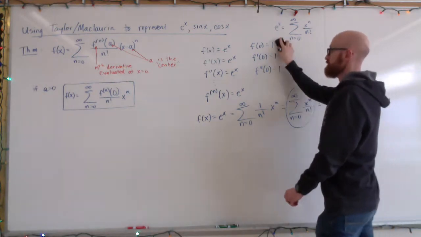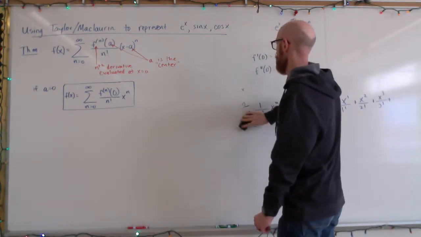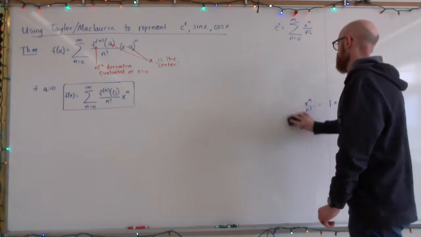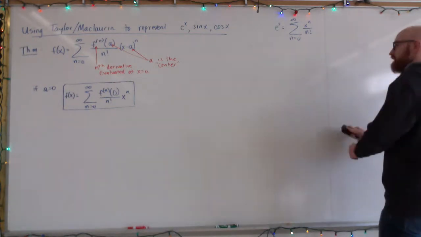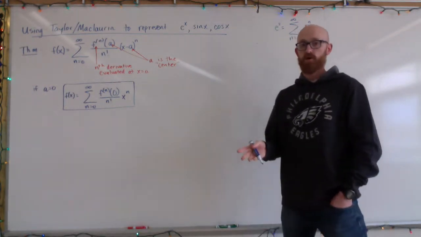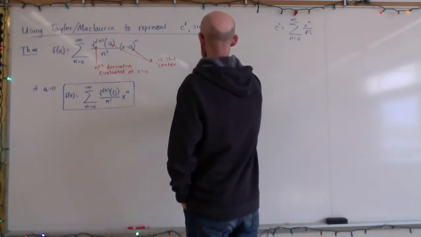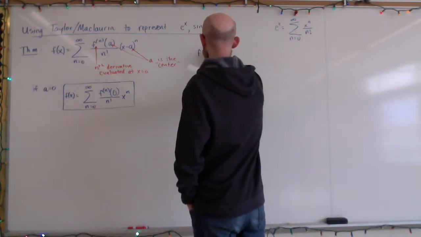Most importantly, it's 1 over n factorial for any power of x, for any n power of x. Okay, the next function we're going to look at is the sine function. So now we'll let f of x equal sine.